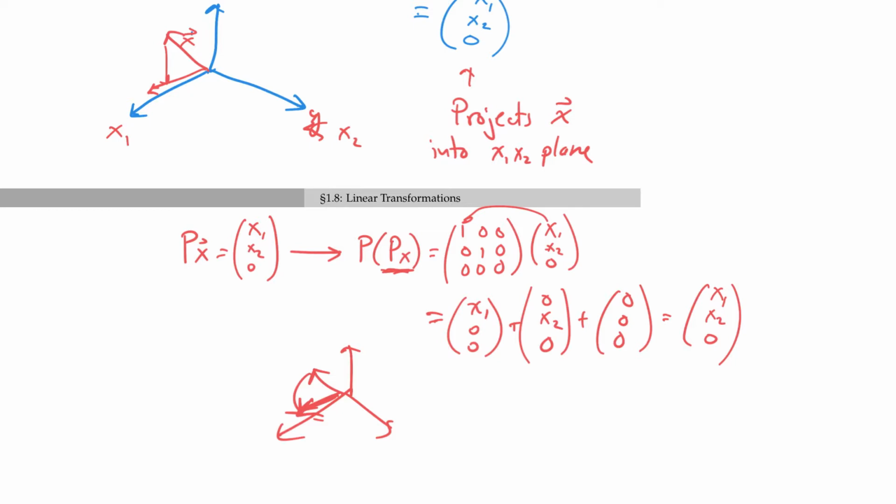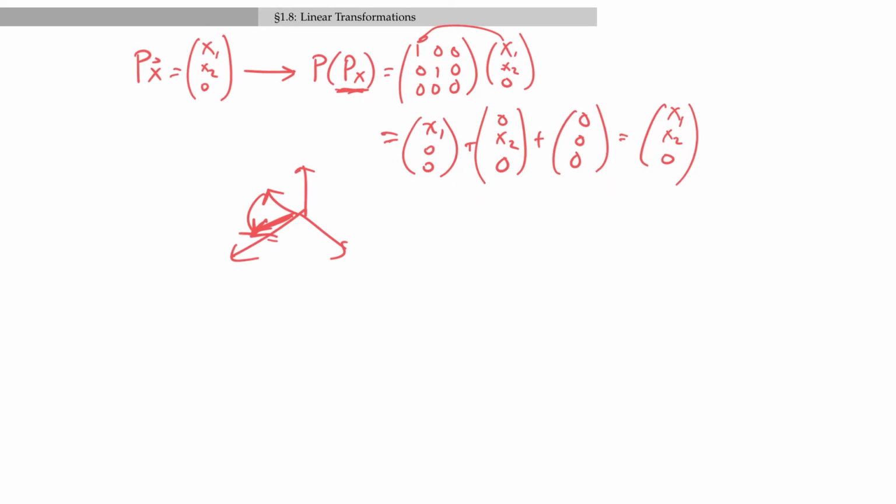If you're having trouble visualizing that because of the third dimension, just think about it in 2 dimensions. I have an arbitrary vector x here. Let's say I project it down to the x-axis here. That's the x1 and x2 here. Now, if I project this again onto the x1 axis, what's it going to do? Well, it's going to stay the same because it's already resting on the x1 axis.